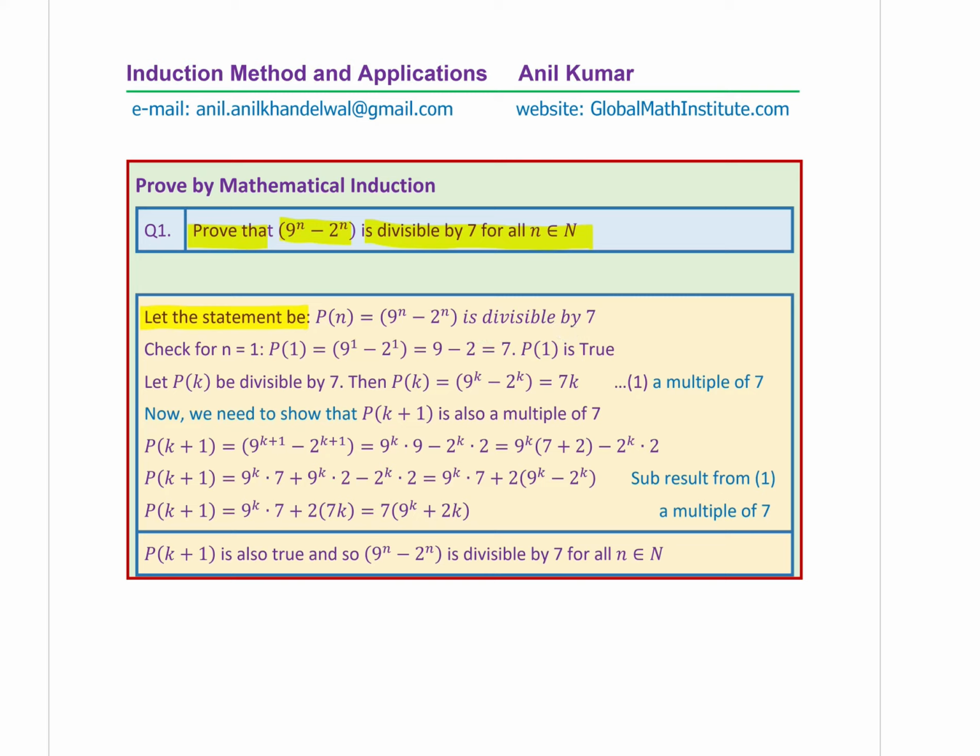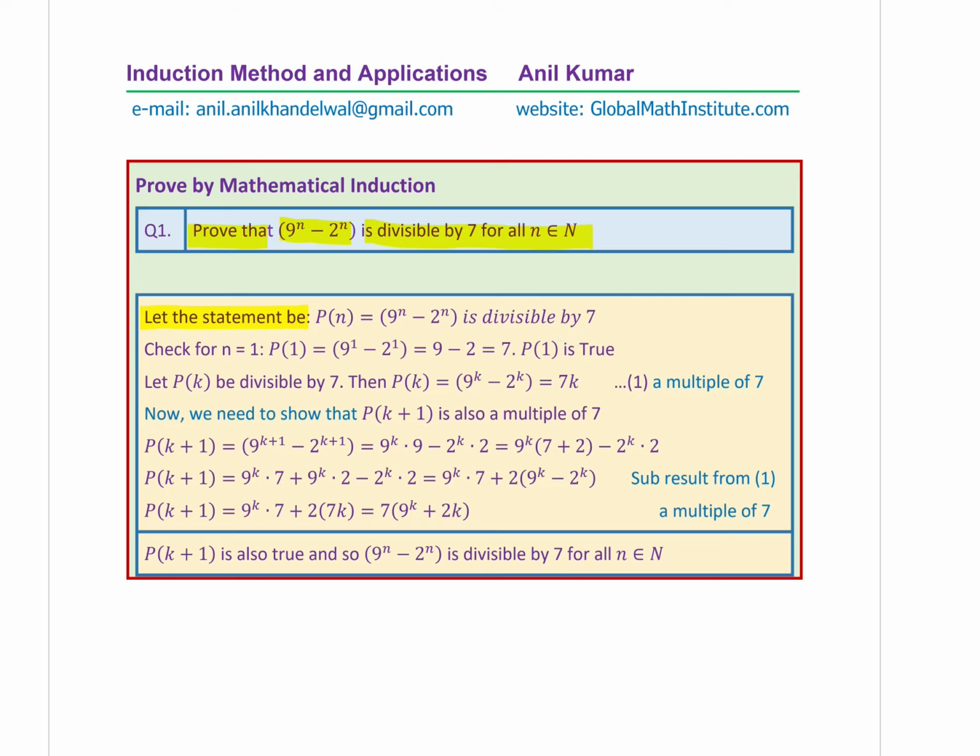We need to prove this, however, but that is the statement which we need to prove. That's the whole idea. So we are writing a statement which we need to prove. So P of n is: 9 to the power of n minus 2 to the power of n is divisible by 7. We need to prove this statement.